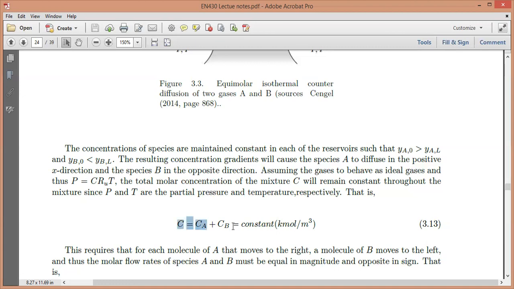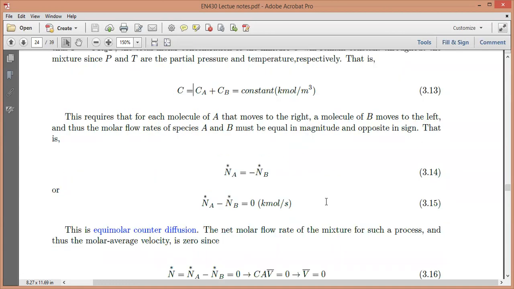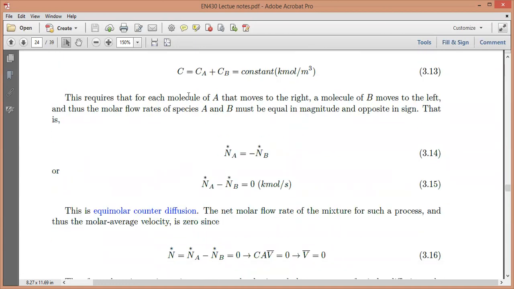So this is what we get. C is equal to Ca plus Cb, which becomes a constant value. Why? Based on what we've seen here, the total molar concentration of the mixture will remain constant throughout the mixture, since P and T are constant. So this requires that for each molecule A that moves to the right, a molecule B moves to the left, like I explained earlier.